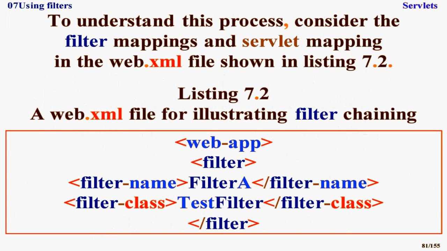To understand this process, consider the filter mappings and servlet mapping in the web.xml file shown in Listing 7.2. Listing 7.2: A web.xml file for illustrating filter chaining.